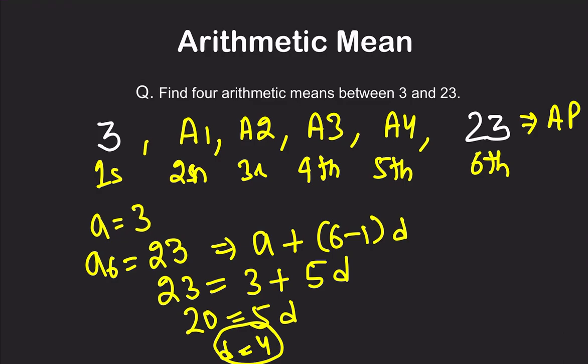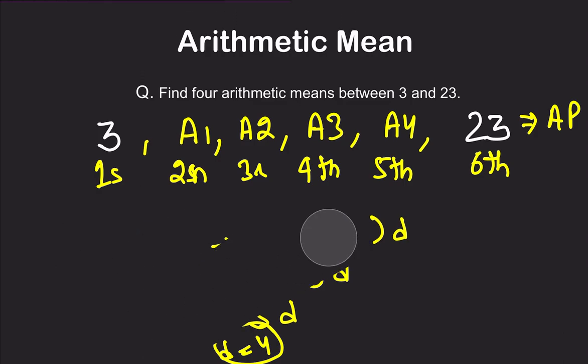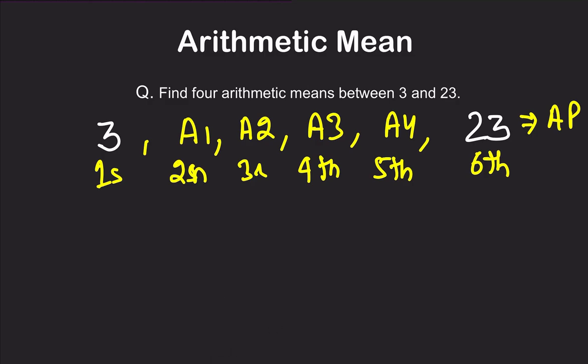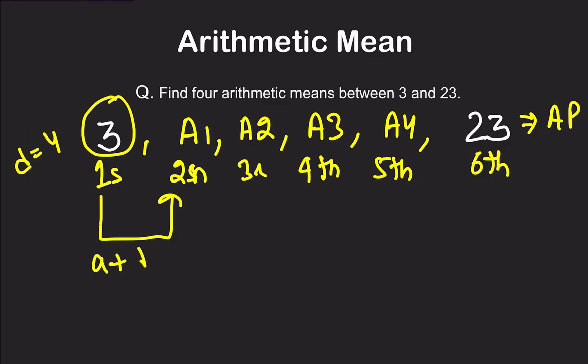I hope this is clear. The difference is 4. Common difference is 4. I am writing it here. Now, if the first number is 3, what will be the second number? We have already seen a plus d. A plus d means 3 plus 4. That is 7. So a1 is 7.